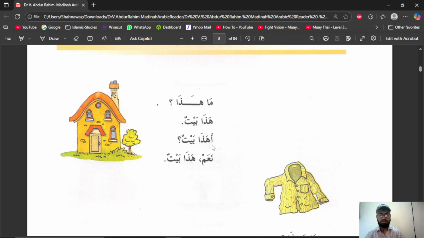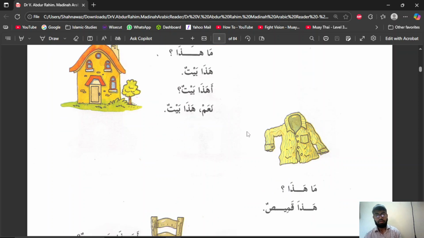Because we have Alif in front of Hada. And the reply is Naam. Naam basically means yes. Hada Baytun. This is a house. The opposite of Naam is La. La means no. Let's carry on.